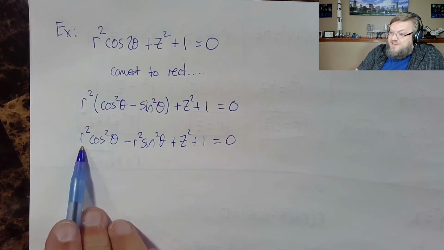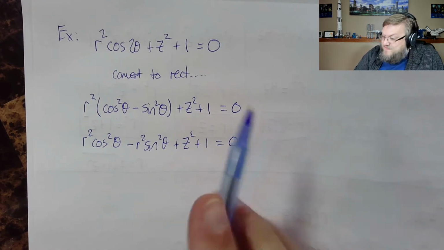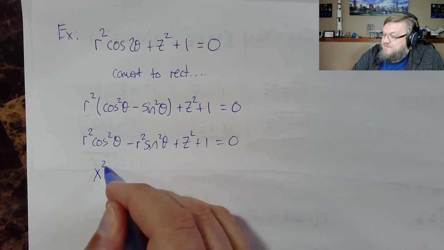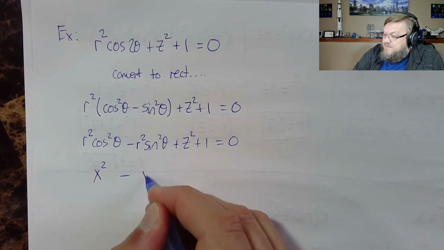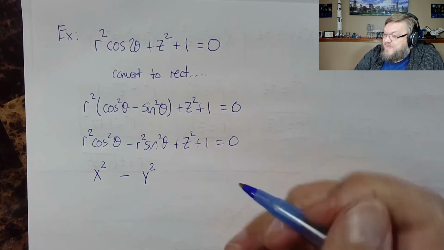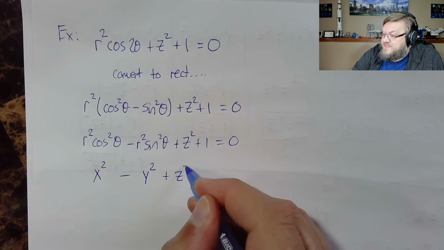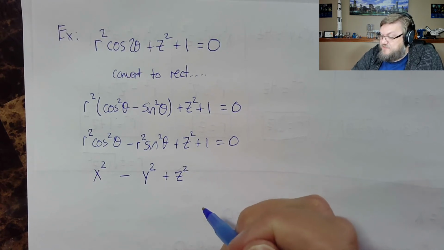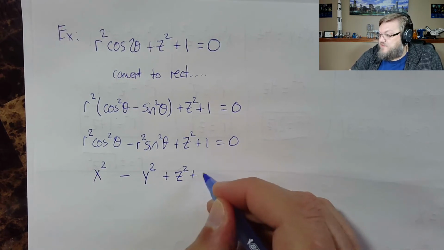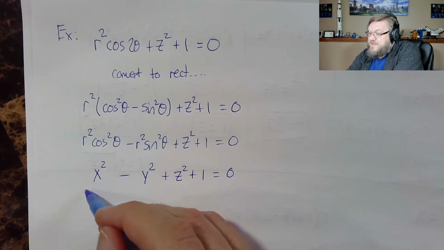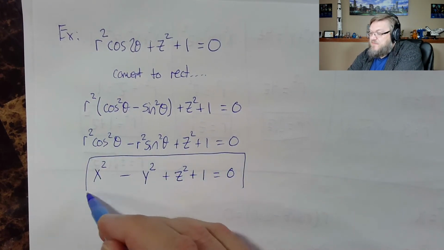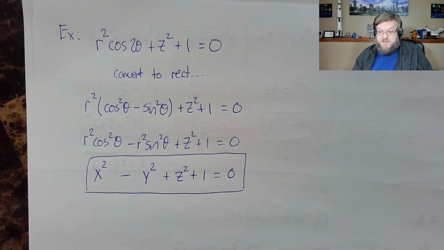And indeed, r cosine theta, that's x. So this is going to be x squared. R sine theta is y, so this is y squared. Z is okay in rectangular and cylindrical, so leave it. Constants, of course, are okay. And so there we have it. We have that this is x squared minus y squared plus z squared plus 1 equals 0 in rectangular coordinates.